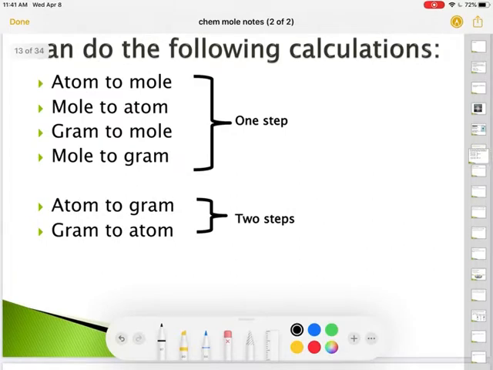You can do atom to mole calculations, mole to atom, gram to mole, mole to gram, and those are all one-step, easy peasy lemon squeezy kind of calculations. And atom to gram and gram to atom take 2-step calculations. They're still not that hard once you get the hang of it. You will need a scientific calculator, and you will need a periodic table for the rest of these notes.